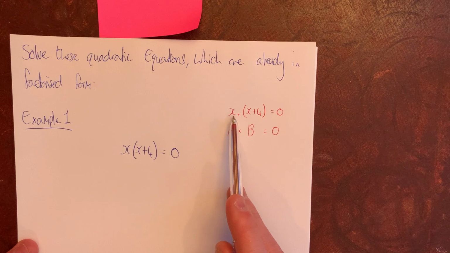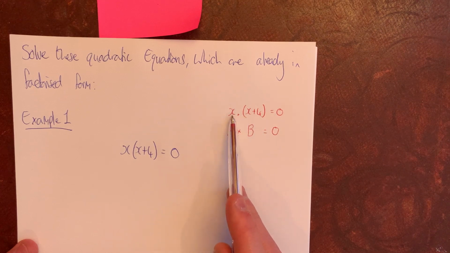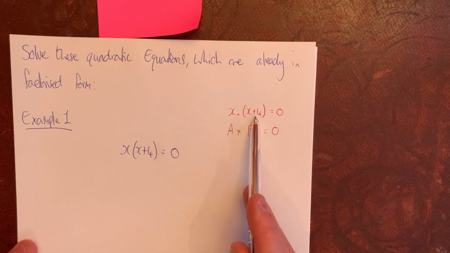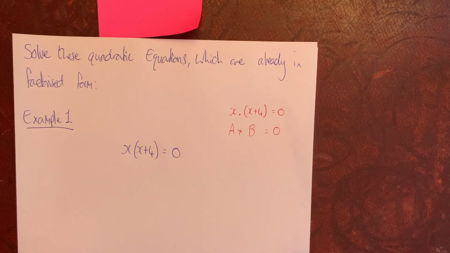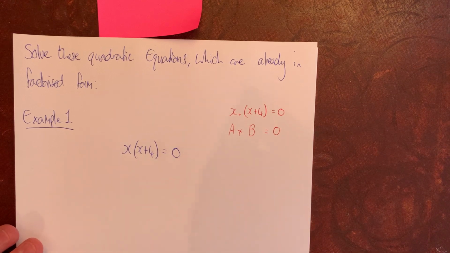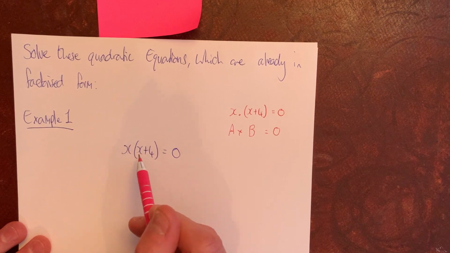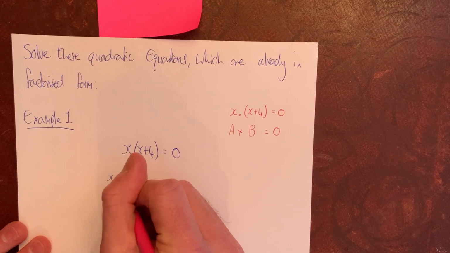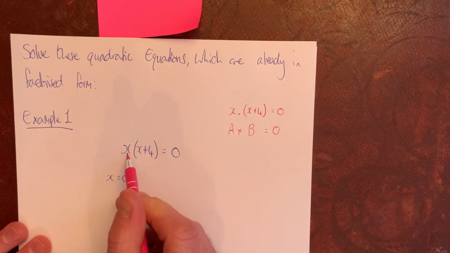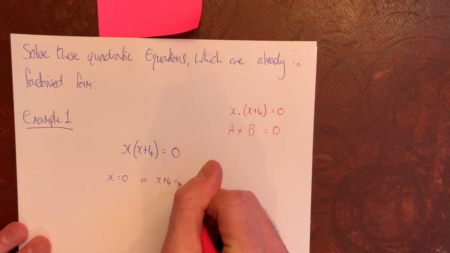So if I'm given something like this where I know x multiplied by x plus 4 equals 0, I can say either x is equal to 0 or x plus 4 is equal to 0. Now we use that property to help us solve quadratic equations. So let's have a look at the first one here. I have x multiplied by x plus 4 is equal to 0. I can say, right, two things multiplied together. I've got my x, I've got my x plus 4. So I know that x is equal to 0, that's the x from the front, or x plus 4 is equal to 0.